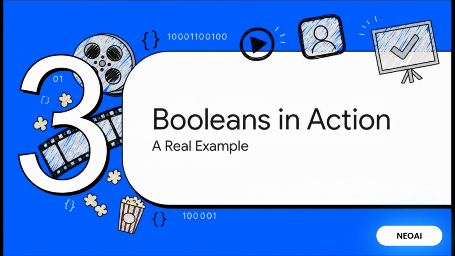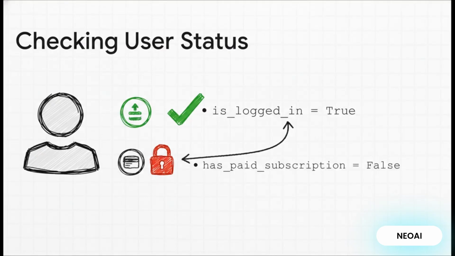All right, theory is one thing, but let's see how this actually works in a real piece of code. We're going to build a quick little check, maybe for a movie streaming website. Okay, so first we set up our conditions. We're going to say our user is logged into the site, so we'll set the variable is logged in to true. But, it looks like they haven't paid for their subscription yet, so we're going to set has paid subscription to false. Right there, we have the complete state of our user stored in two simple Booleans.